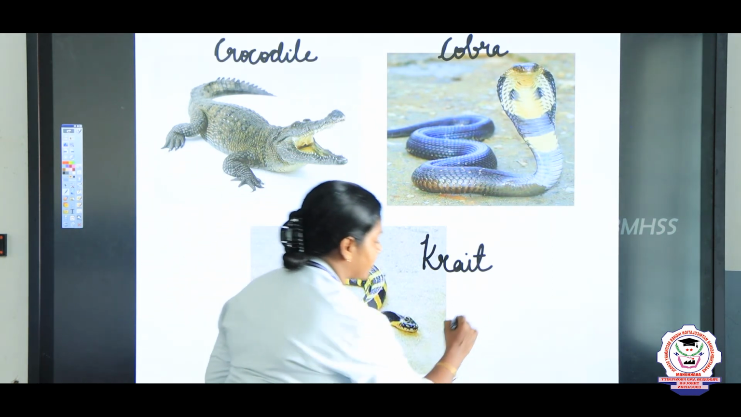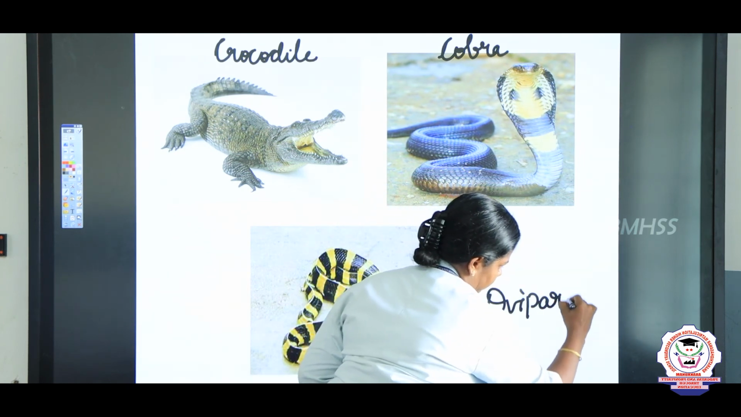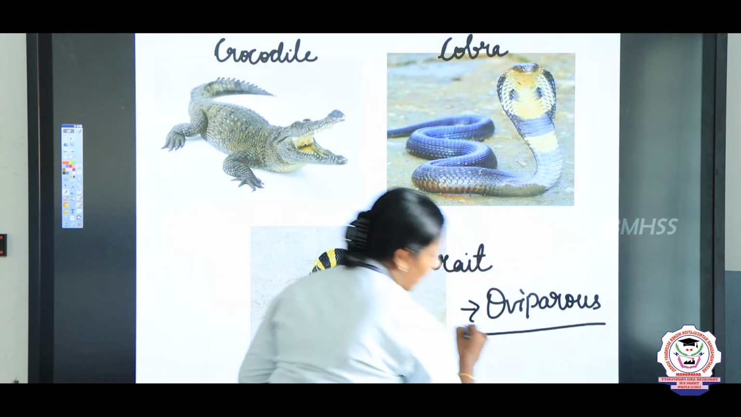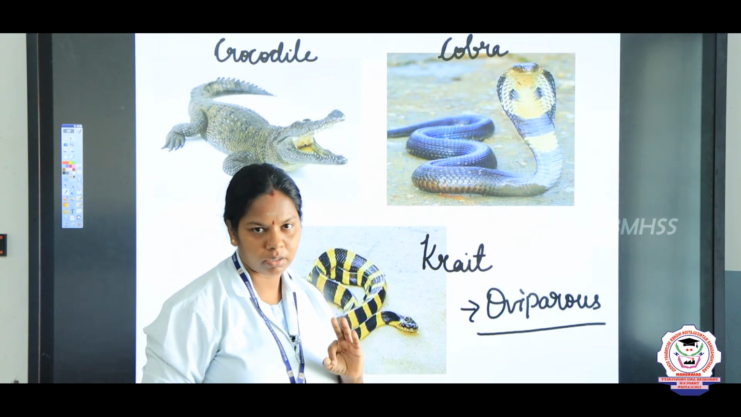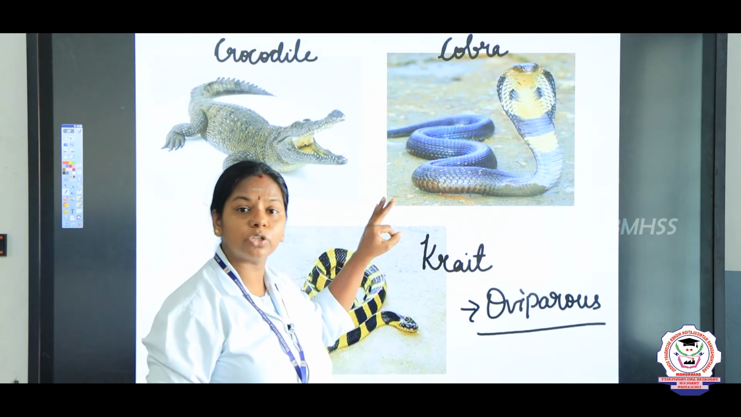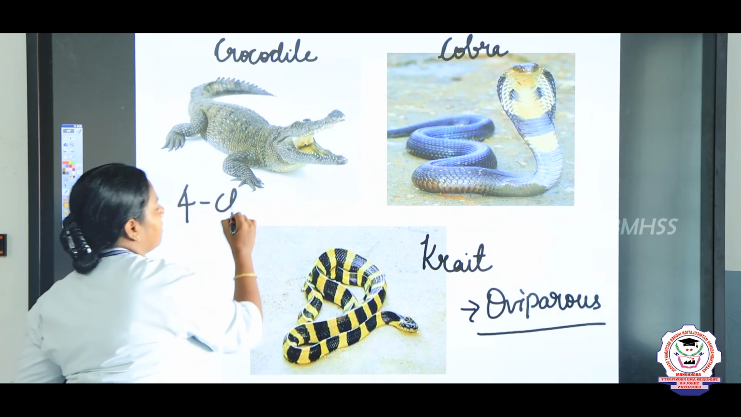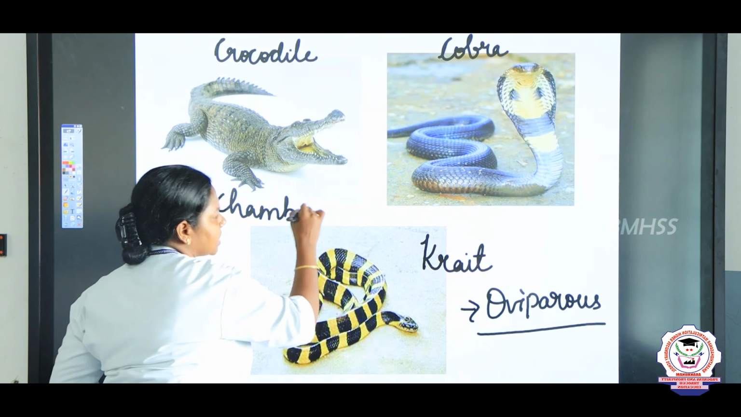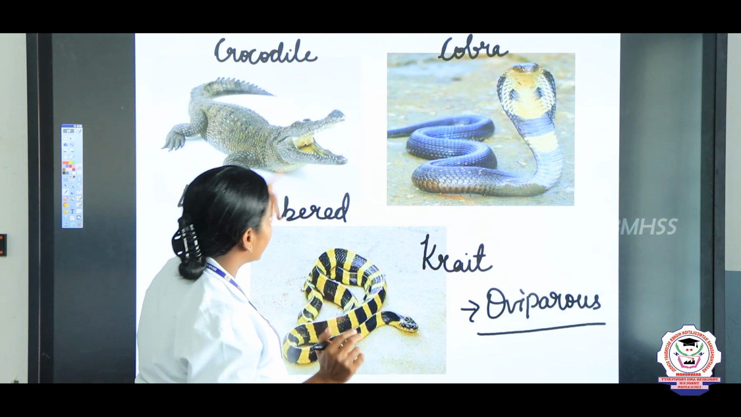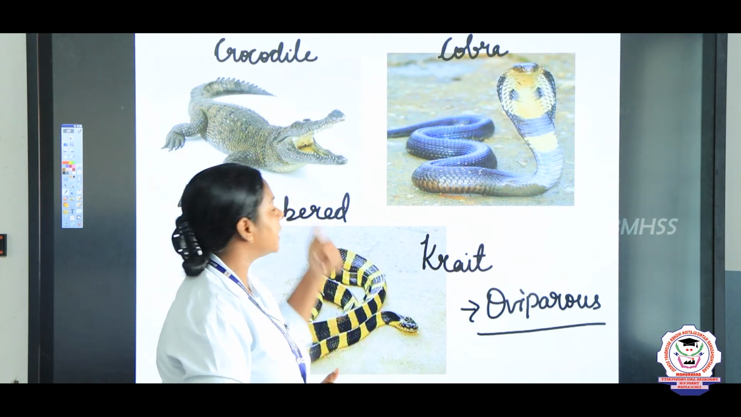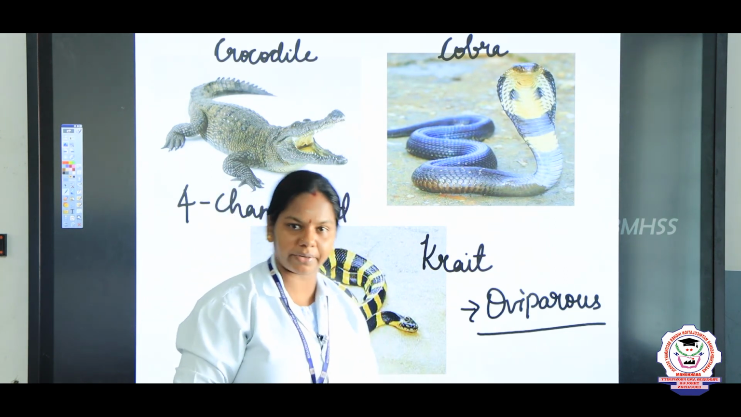What do you mean by oviparous? Oviparous means they lay eggs. And all the reptiles possess a three-chambered heart, right? They are divisible into three chambers, but only the crocodile possesses a four-chambered heart. So from this, questions may be asked, children: all the reptiles possess a three-chambered heart except the crocodile, because it possesses a four-chambered heart like us. It has two auricles and two ventricles.